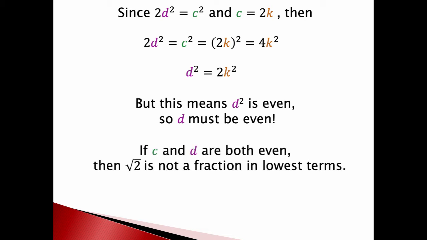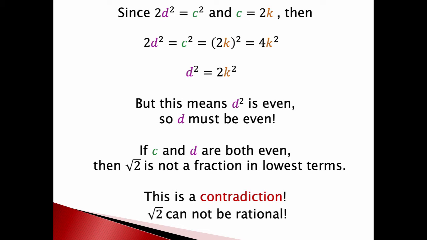But if c and d are both even, that's a contradiction, because we were claiming that we had gotten the c and d by writing square root of 2 as a fraction in lowest terms. We canceled off any common factors. And so the numerator and the denominator can't both be even because we assumed before we started we had canceled off any of the common terms. So square root of 2 can't be rational. Right? So again, this is sort of a big deal.